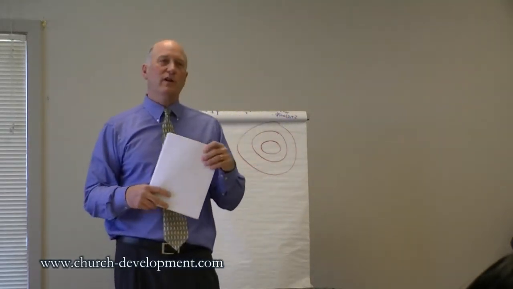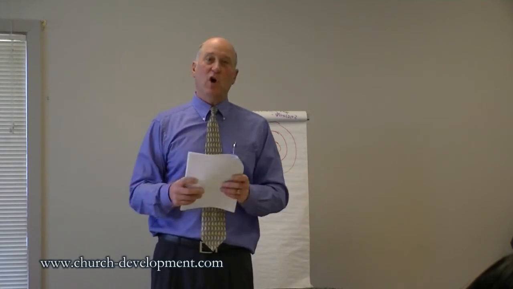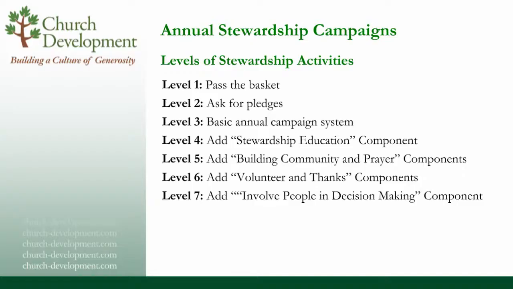Let me shift gears and close on page 20 and give you the essence of what an annual campaign looks like when all of these things happen. Level 1 is to just pass the basket. Level 2 is to ask for a pledge. Level 3 is to have a real campaign that's got a stewardship team and a beginning and an ending to it. Level 4 is add stewardship education. Level 5, building community, teaching prayer. Level 6, facilitate volunteerism, do the thanking process. And level 7 is the hardest one of all, involve people in decision making.